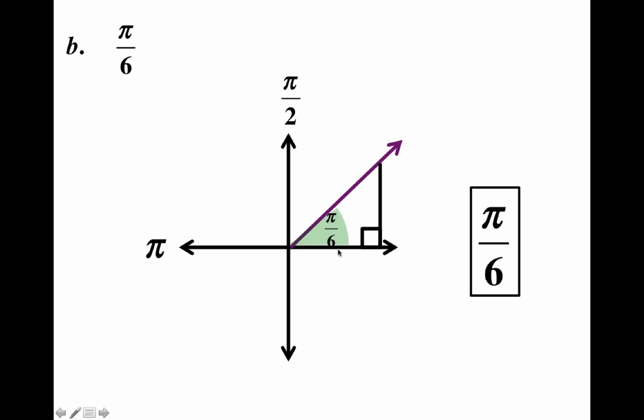Part B, draw an x and y axis. We're going pi over 6. That's going to be counterclockwise. Notice that's less than half of a pi. So that's going to be over here in quadrant 1. Draw a line to the x-axis, creating a right angle. And this was rotated pi over 6. So that is my reference angle. Make sure you have it in the picture and out of the picture.